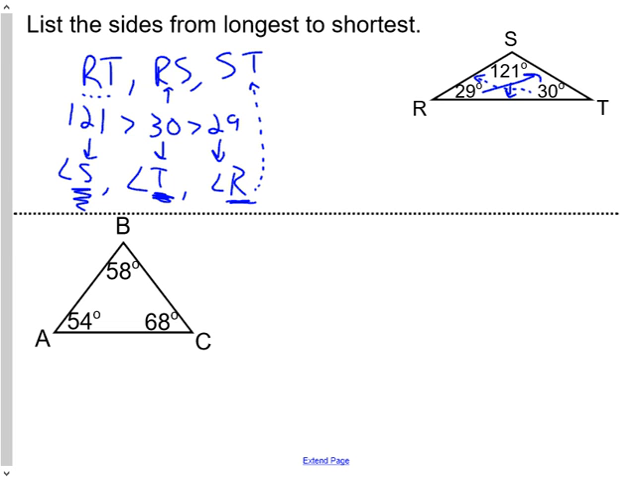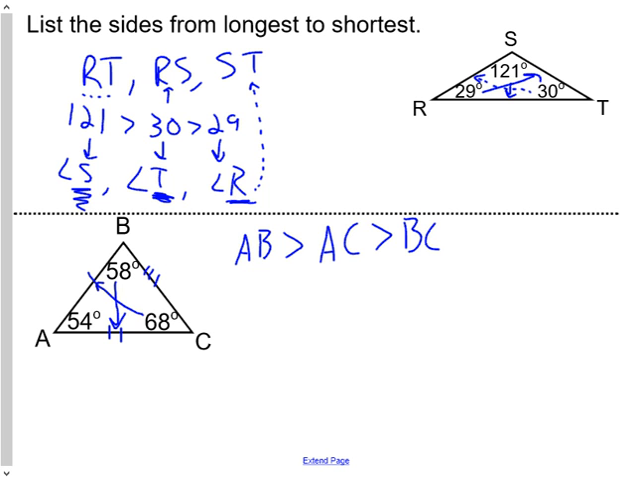Moving on next, which angle is the largest? 68. Opposite of 68 is AB. So AB is my longest side, greater than. 58 is next. So AC is my second longest, and what's left over, haven't mentioned BC yet. You can maybe mark them first, second, third, whatever, however you want to do it.